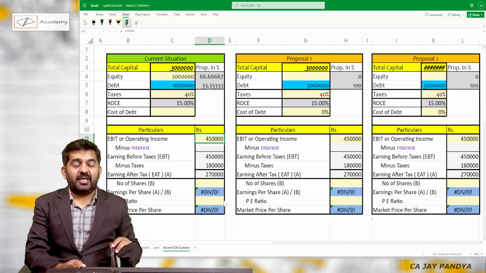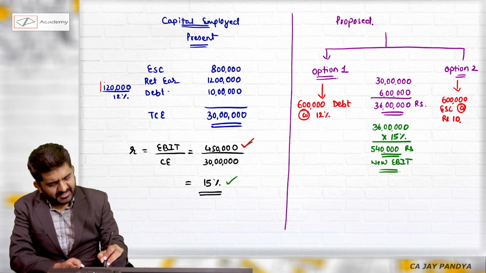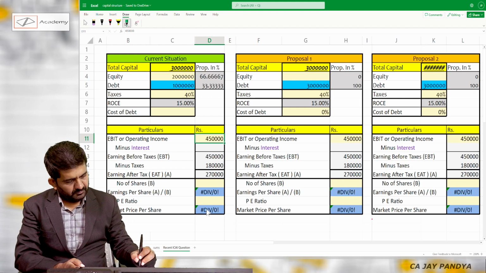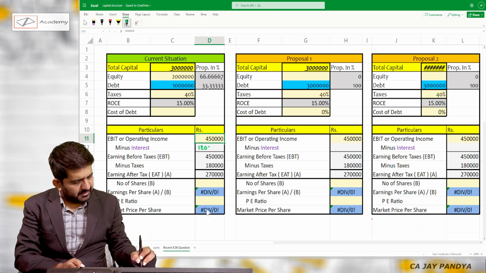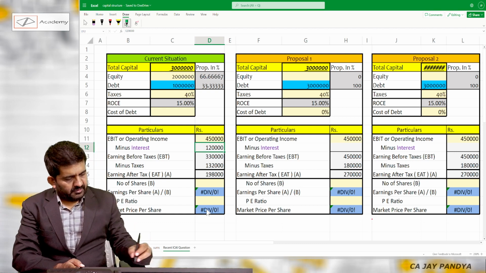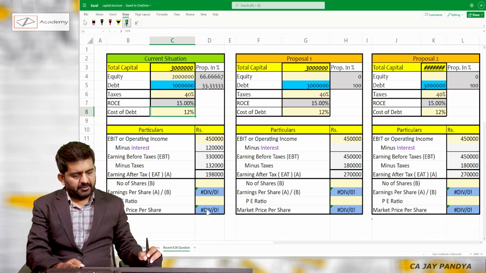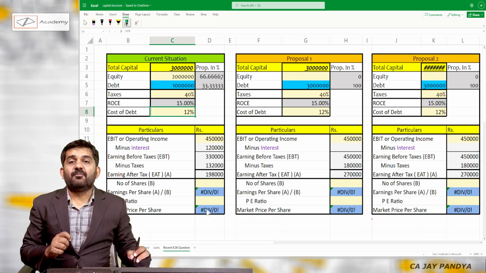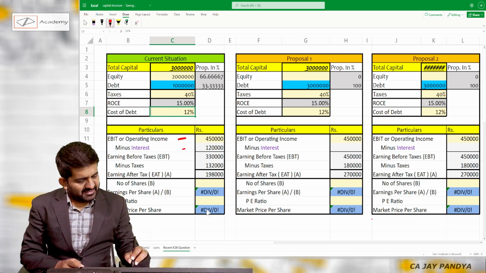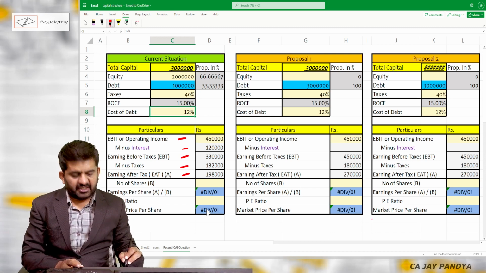Let me find out interest in the current situation. Interest in the current situation is already given, 1,20,000. And if I write 12% over here, cost of debt is nothing but 12%. I will directly get EBIT minus interest is EBT, minus taxes at the rate of 40% is nothing but EAT.